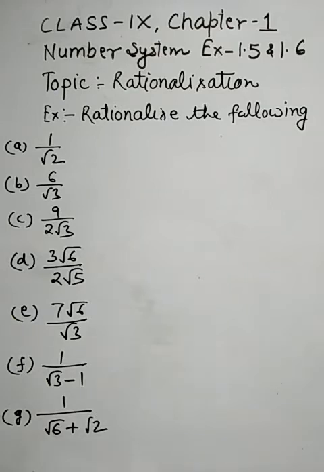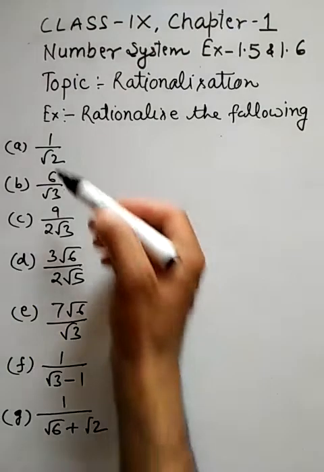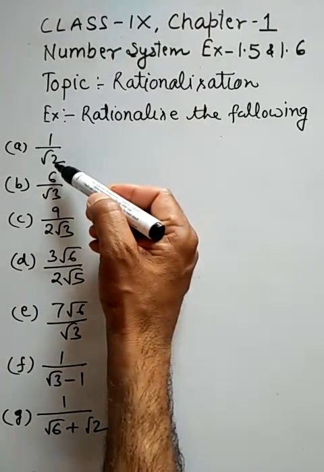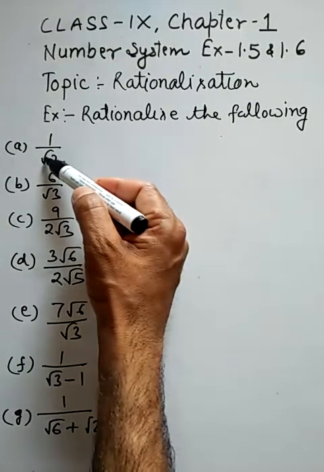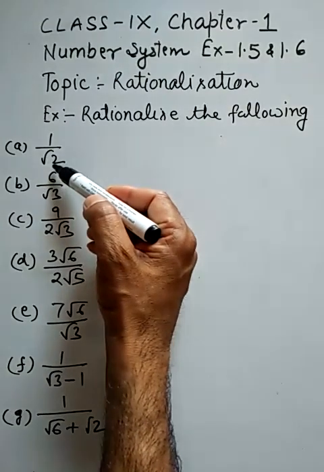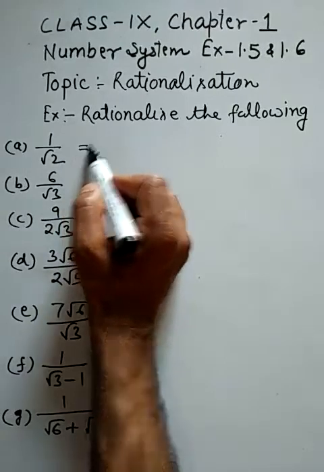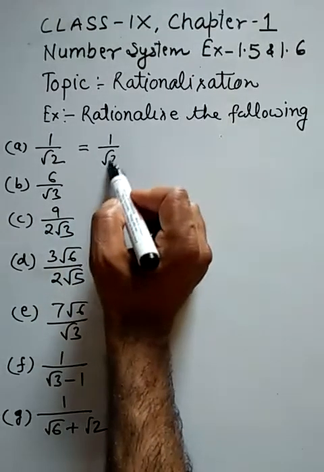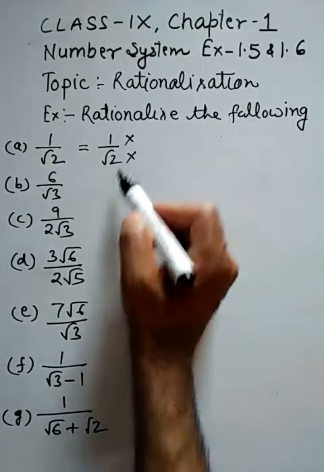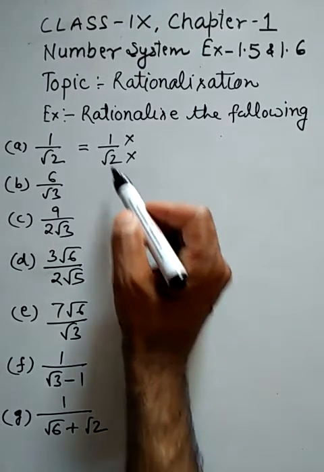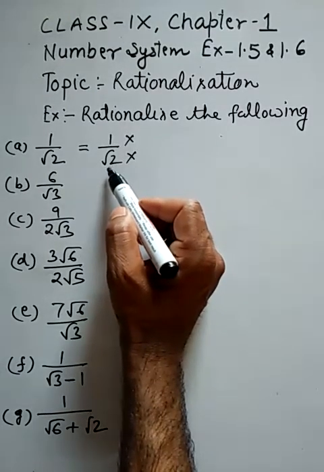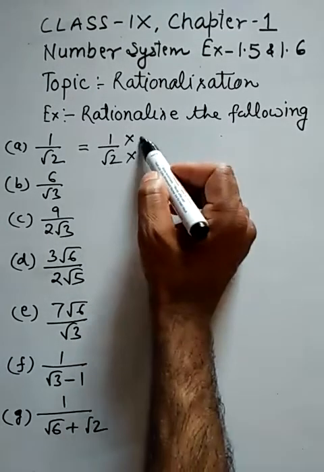Here we take some examples. First, rationalize 1 by root 2. Here we see that 2 is under the radical sign in the denominator. So how will we rationalize it? We will multiply numerator and denominator by the rationalization factor. If root 2 is multiplied with root 2, the radical sign will be removed.